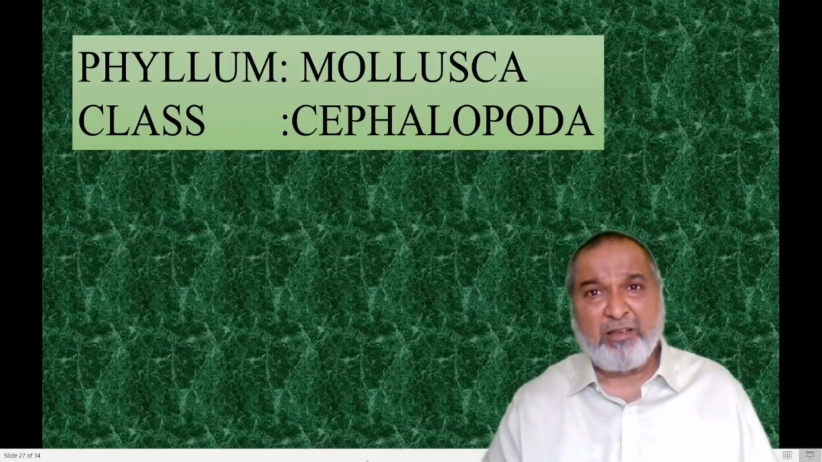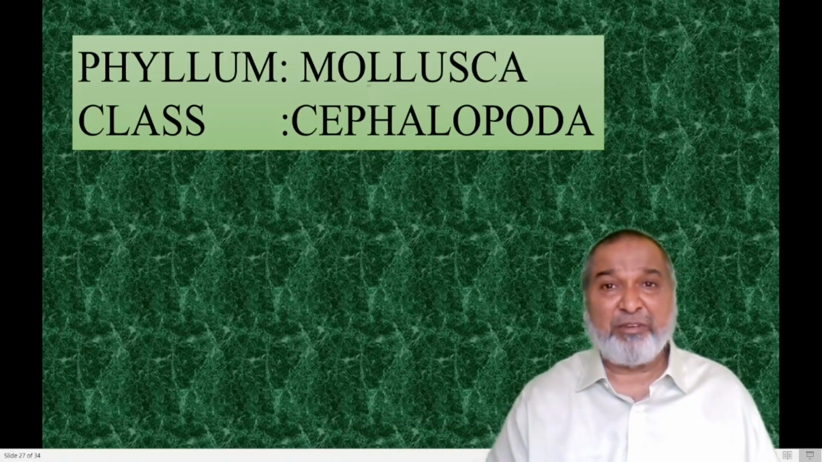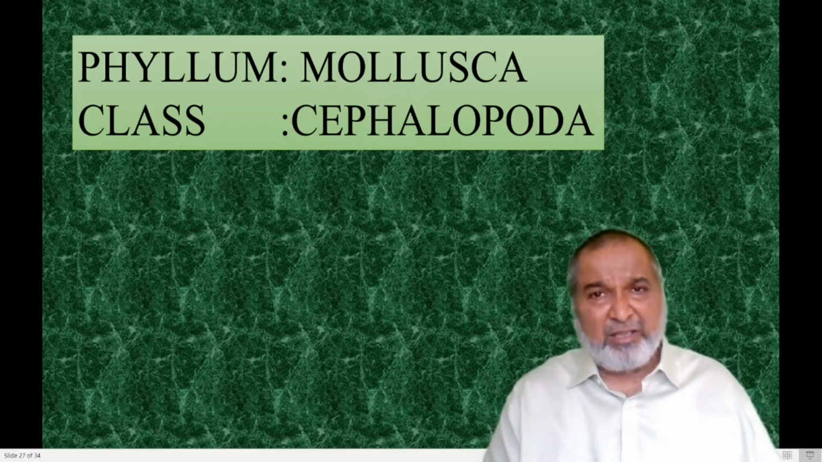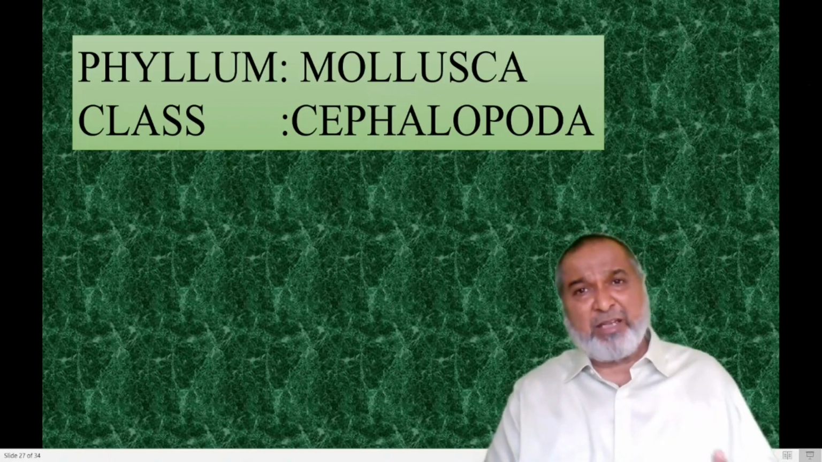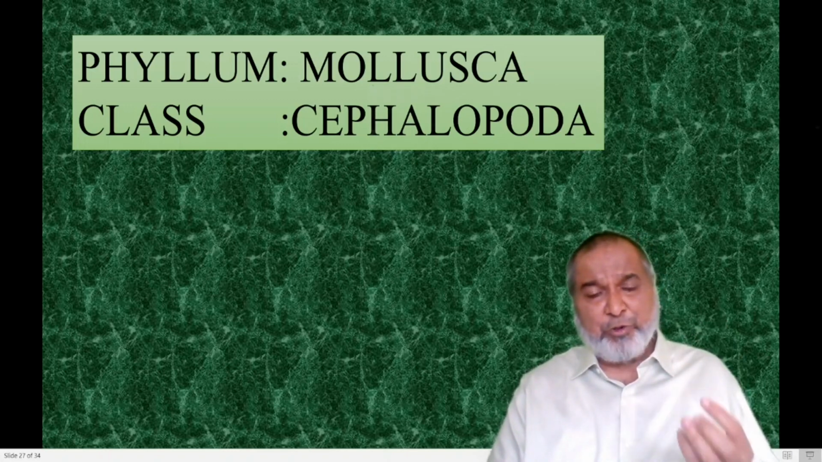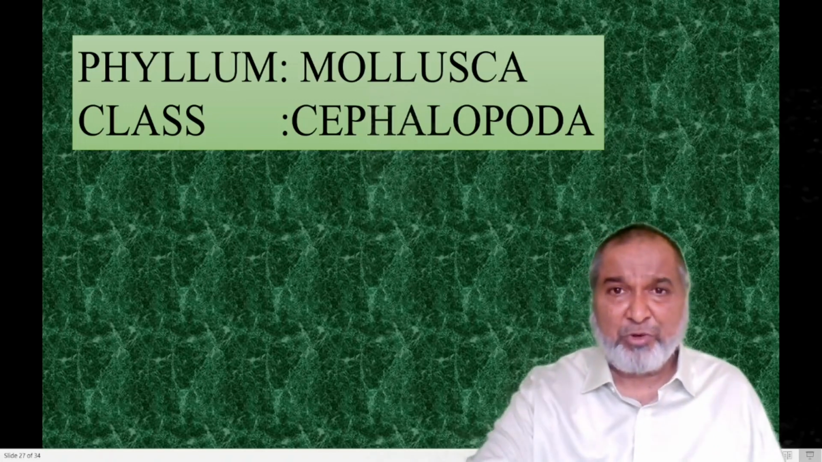Yes, next one, Phylum Mollusca, class Cephalopods. Yes, the third class we are going to have. In the earlier one, gastropods, we have seen two, Turritella and Physa. And in the lamellibranchs, we have seen three, Arca, Unio, Pecten. This is the way you have to remember.